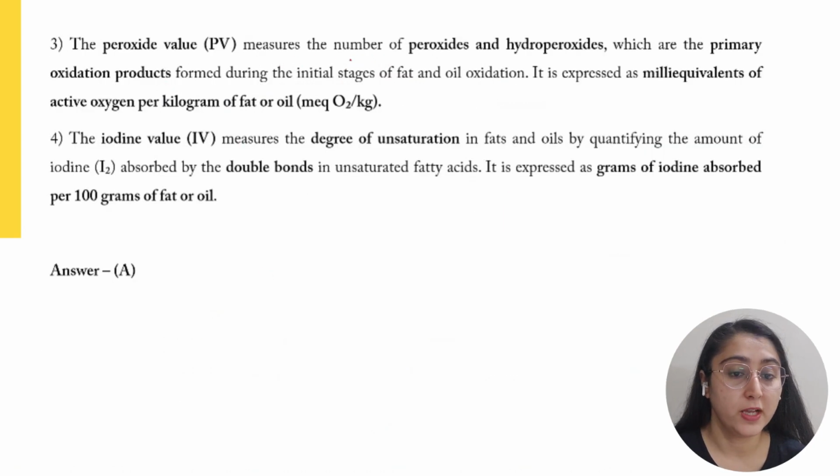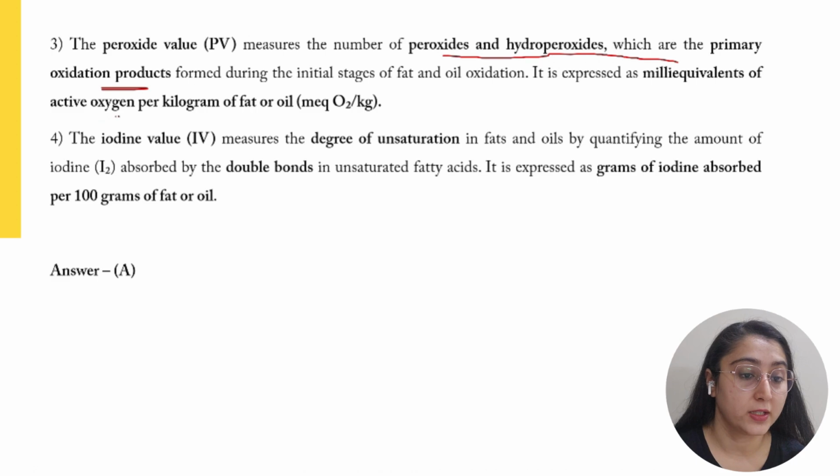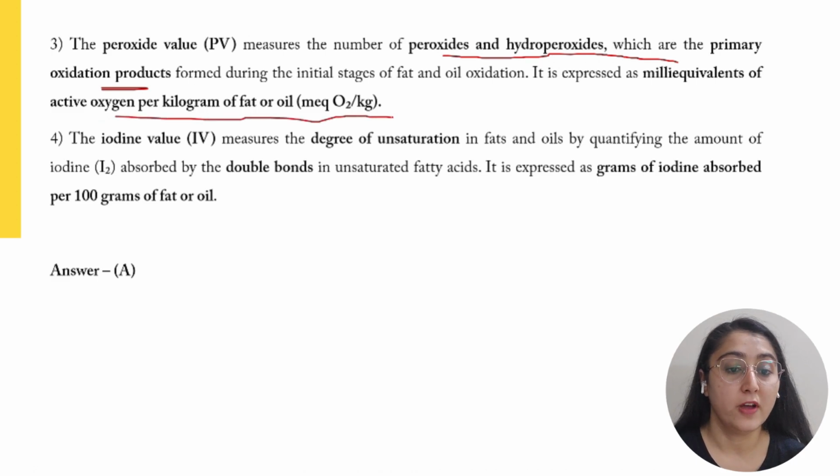Next, we have peroxide value, which measures the number of peroxides and hydroperoxides, which are the primary oxidation products formed during the initial stages of fat and oil oxidation. It is expressed as milliequivalents of active oxygen per kilogram of fat or oil. So this will help us to tell whether the oxidation process has started taking place in the fat or oil or not, by identifying the primary oxidation compounds.